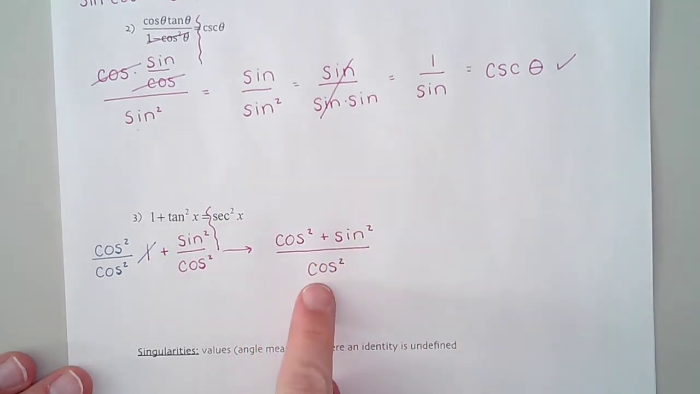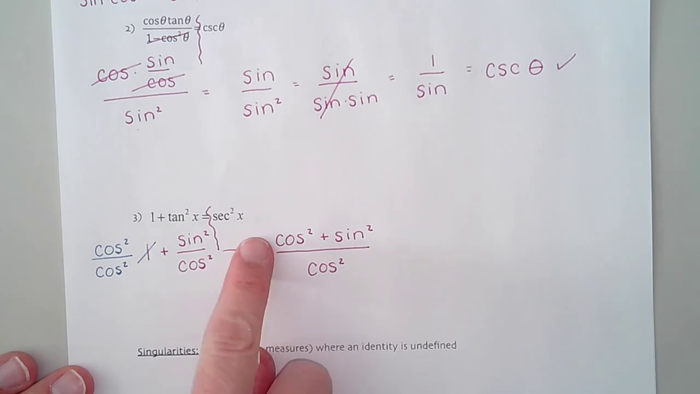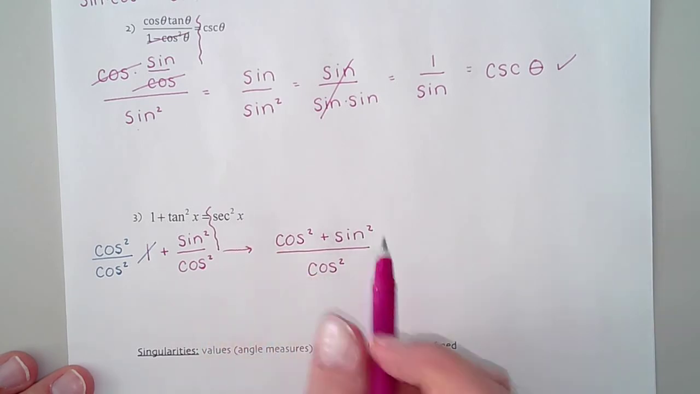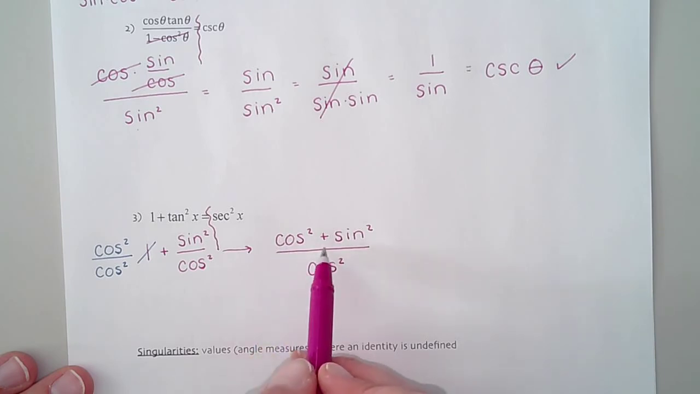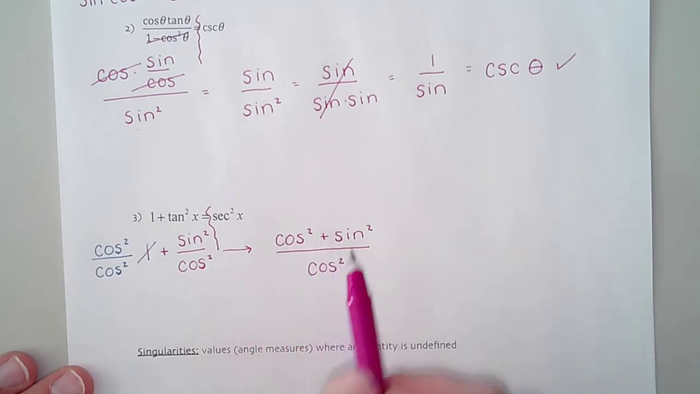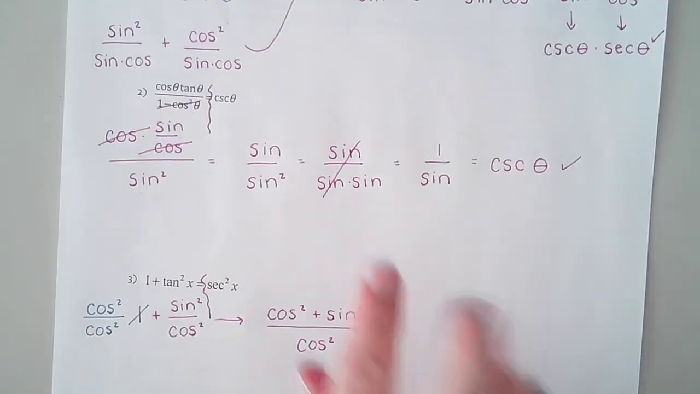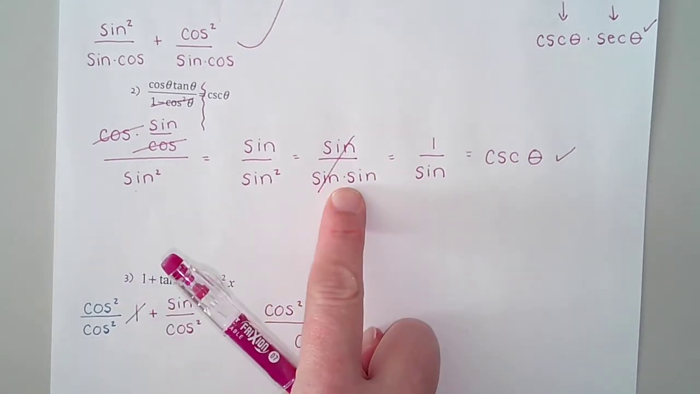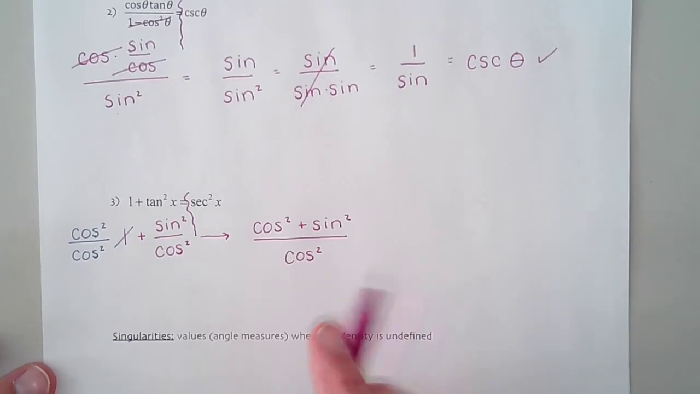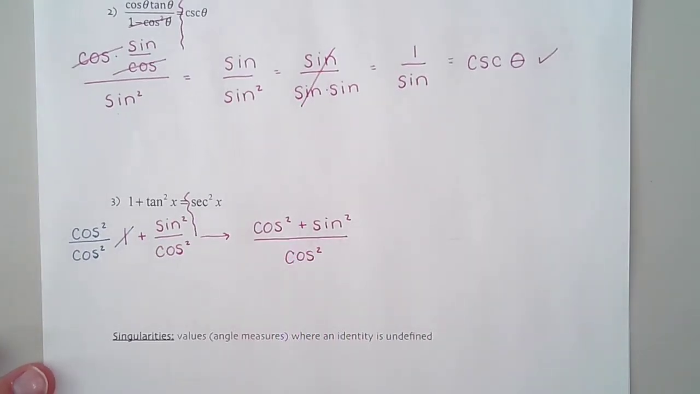Now, be careful here. I'm not allowed to cancel these two cosine squareds because this is being attached with addition. Division does not cancel out addition. If this was multiplication, like up here, that's why I was allowed to do this, because I was multiplying. But I'm not allowed to cancel addition using division, okay?